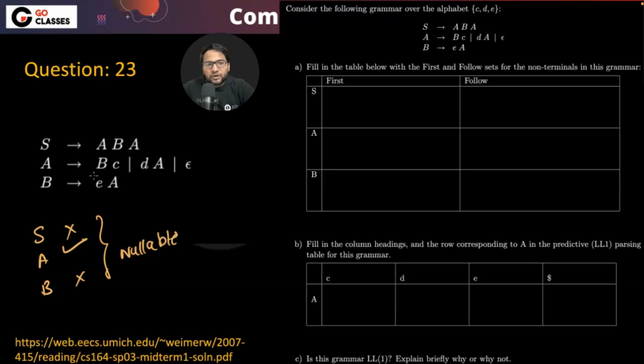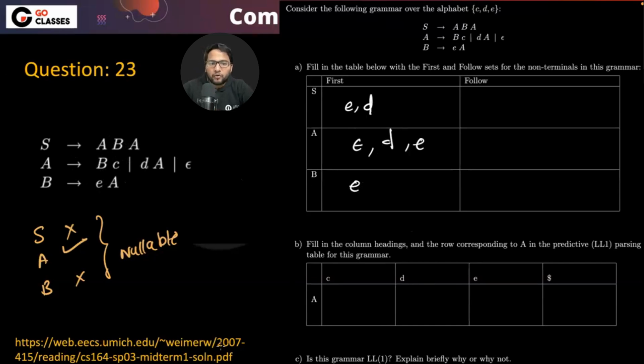Now, what is the first of capital S? This will be same as first of capital A, which is D. Maybe we can find out first of capital B first, which is small e. Then first of capital A, which is epsilon and D. Now tell me first of capital S. It will be first of capital A, whatever it is, E and D. And if it is epsilon, then it will go to first of capital B also. So I think E and D only.